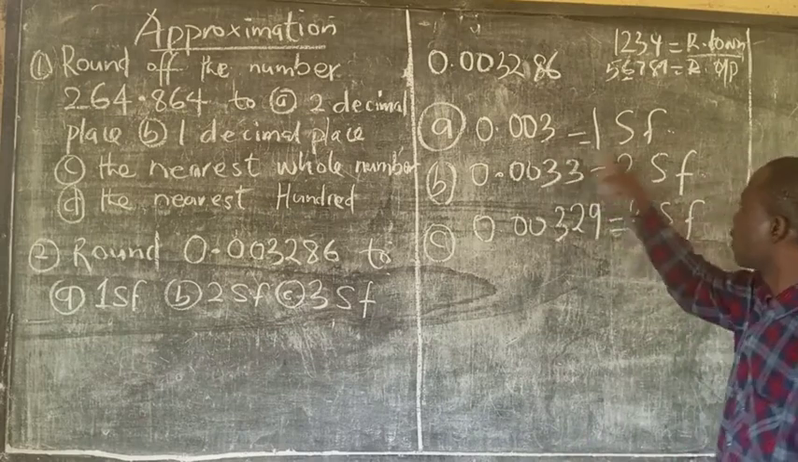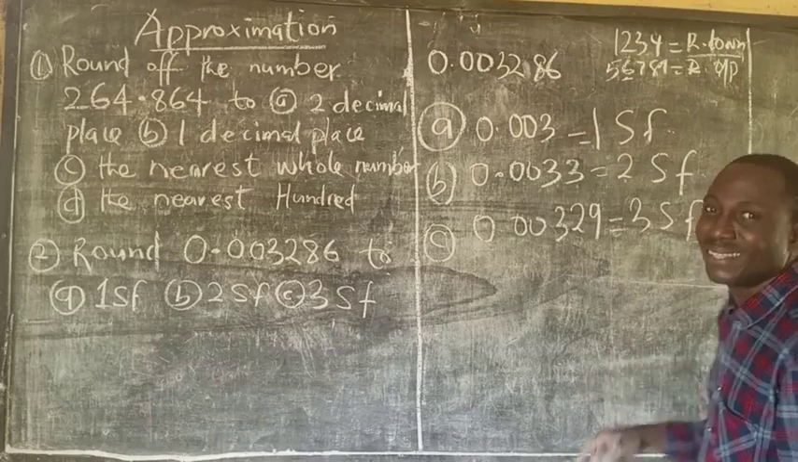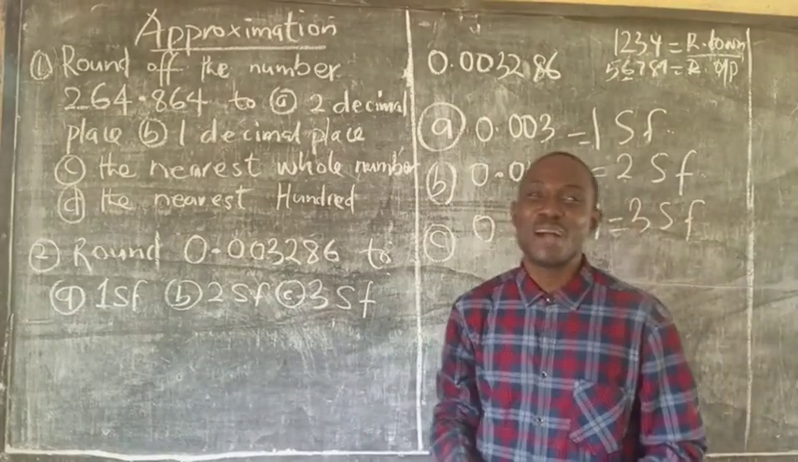This is 1 significant figure, 2 significant figures, 3 significant figures. And this is easy. And that's how you handle approximation.